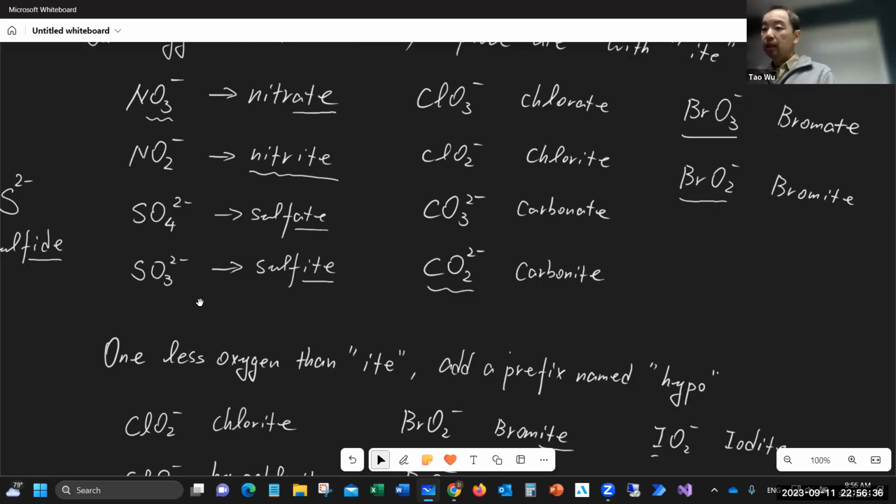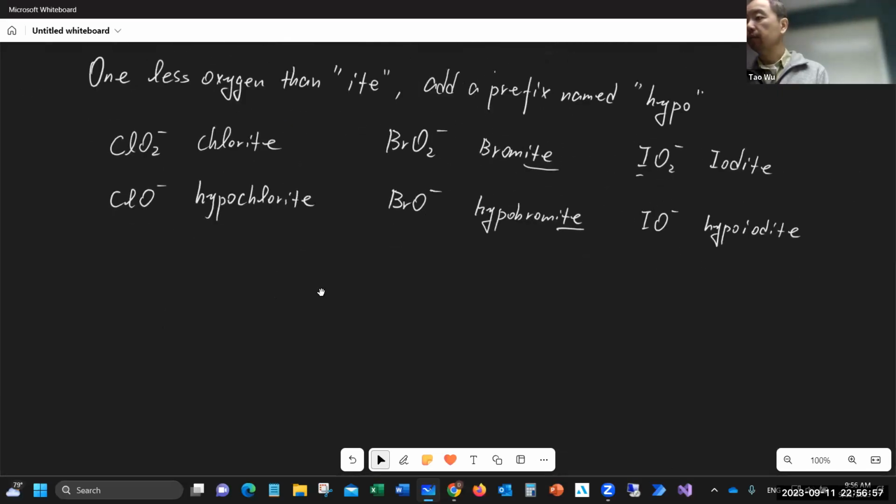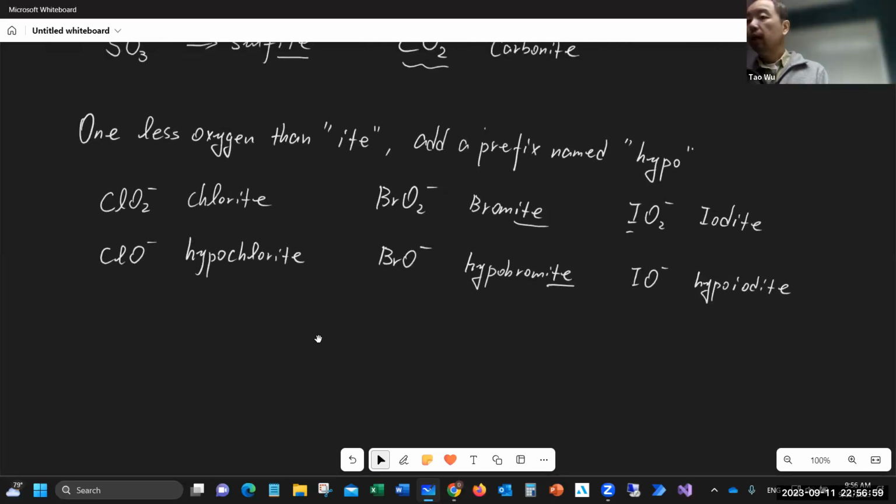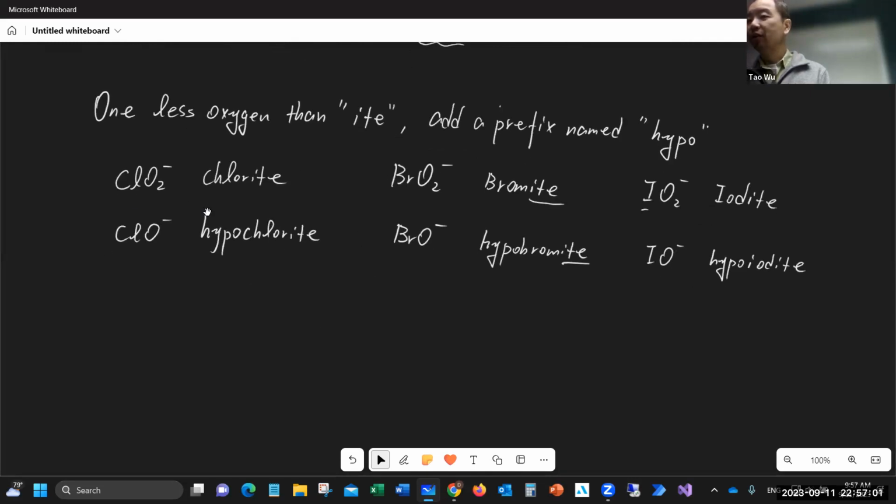Okay, yeah. Then in general, if you're trying to predict the charge for the group of those oxyanions, you should be able to predict the charge. Even if it's not shown in your common ion sheet, you're still able to check this. Okay, one more thing I need to mention, which is the ClO minus.